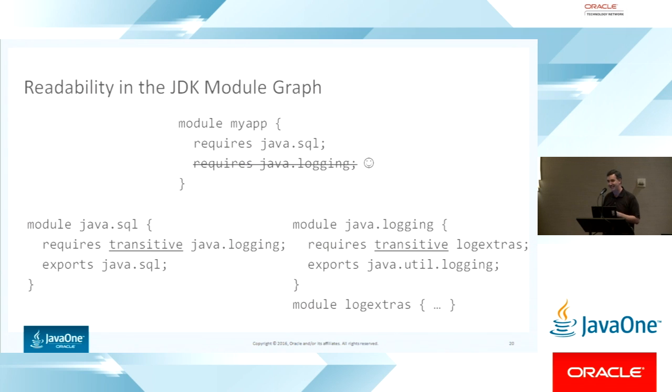It's powerful because it lets a module be refactored without breaking consumers. For example, suppose that Java logging has some auxiliary packages that we'd like to start shipping in a separate module, log extras, with some stuff in it, some exports. The Java logging module can say requires transitive log extras, so that MyApp, which already implicitly reads Java logging, also implicitly reads log extras. MyApp would be unaware that this refactoring down the stack is happening. It just says requires Java SQL.